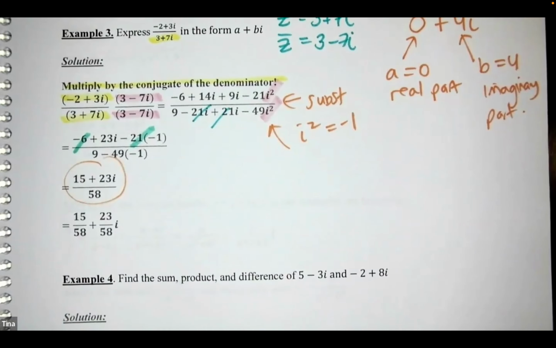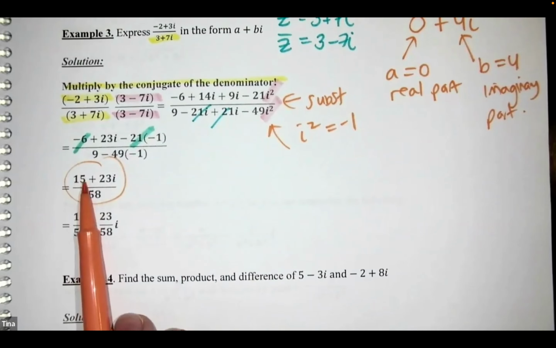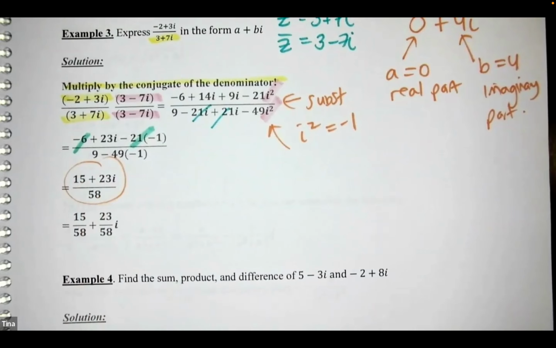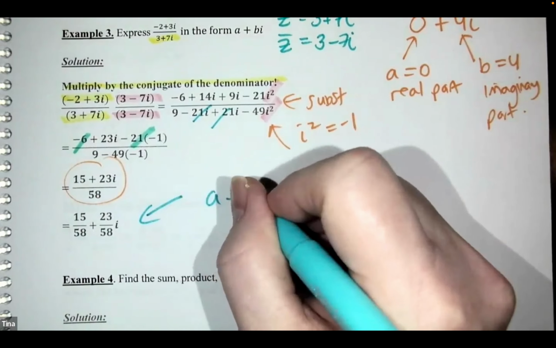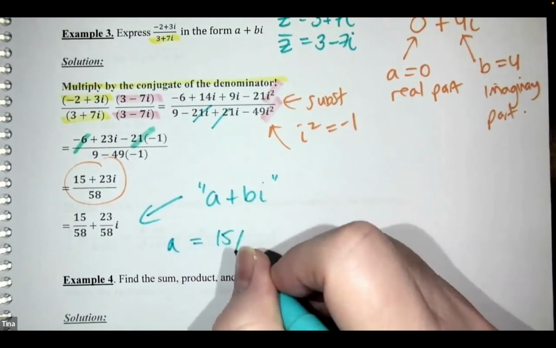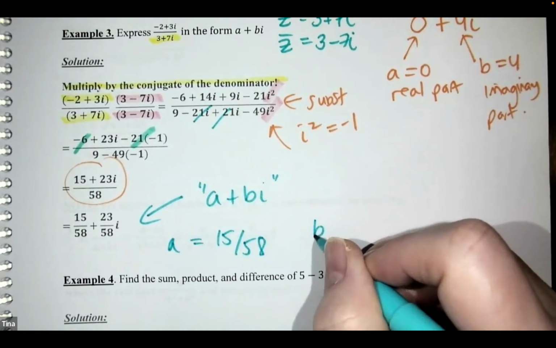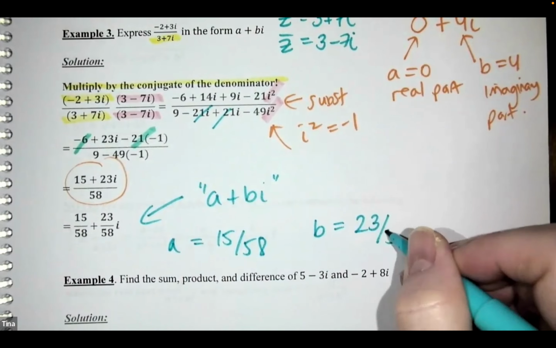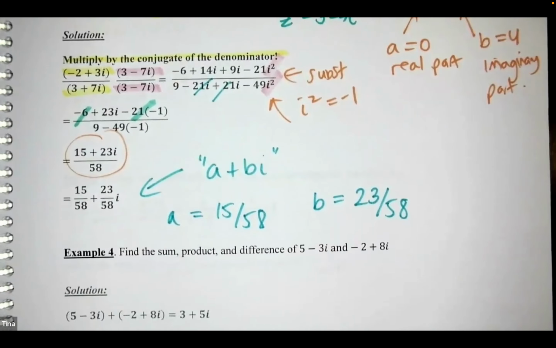If we want it as A plus BI, then we'll just write 15 over 58 plus 23 over 58I. And this now has the form A plus BI, right? So our A is the 15 over 58, and the B is the number in front of I, so 23 over 58. Okay? Questions?